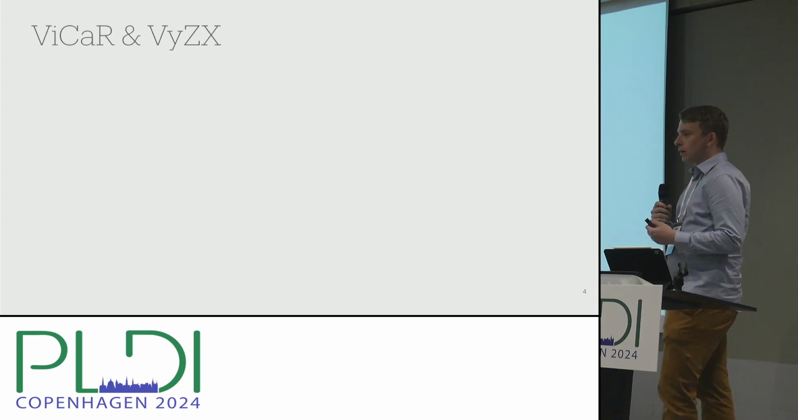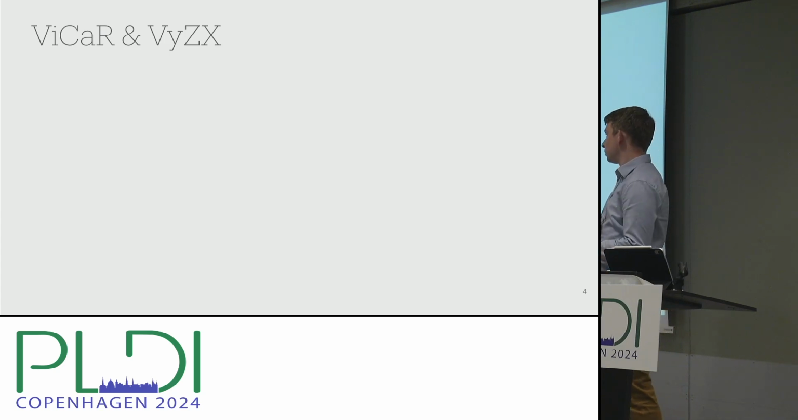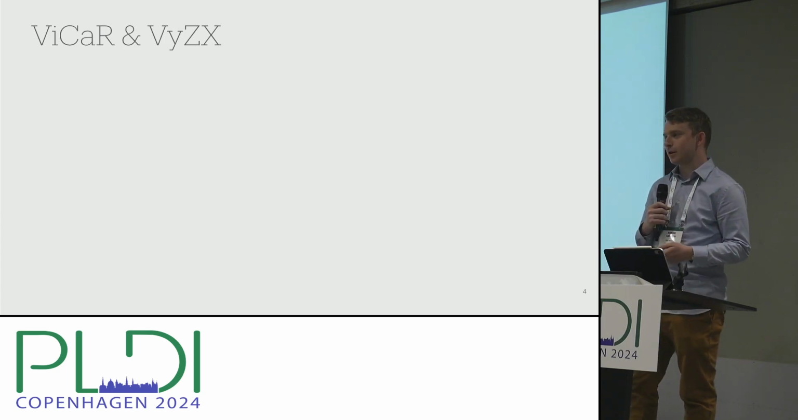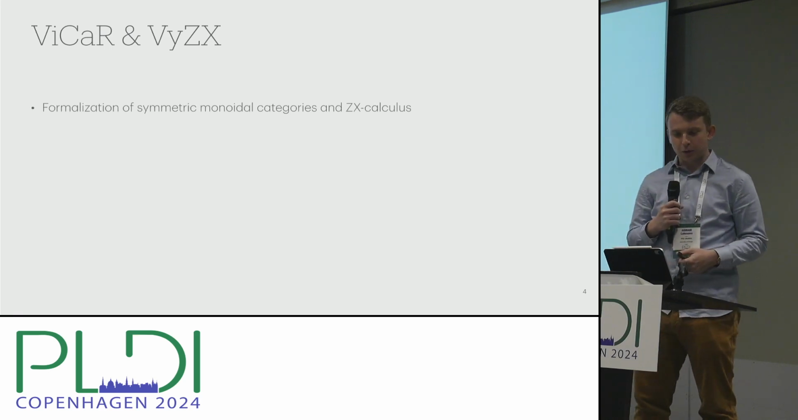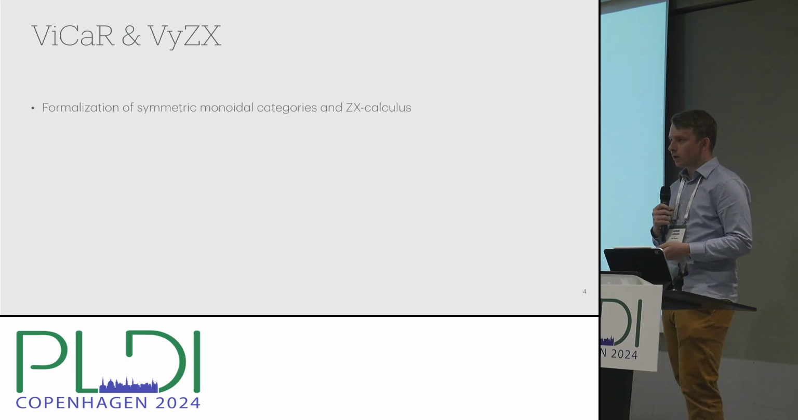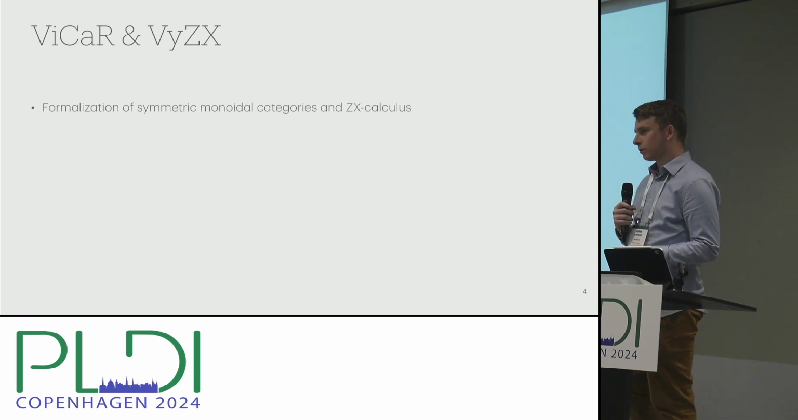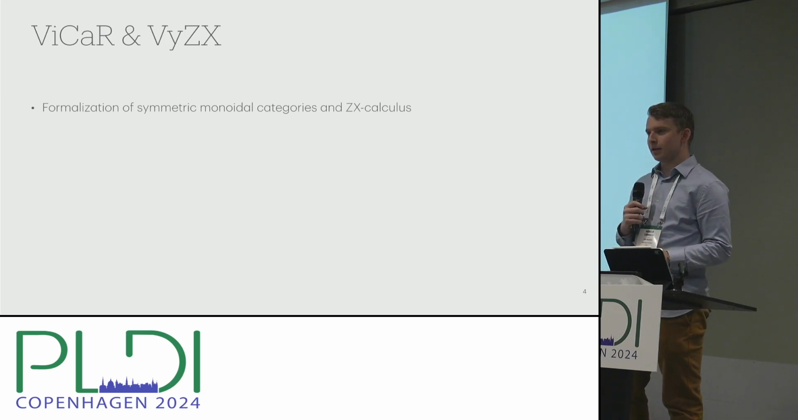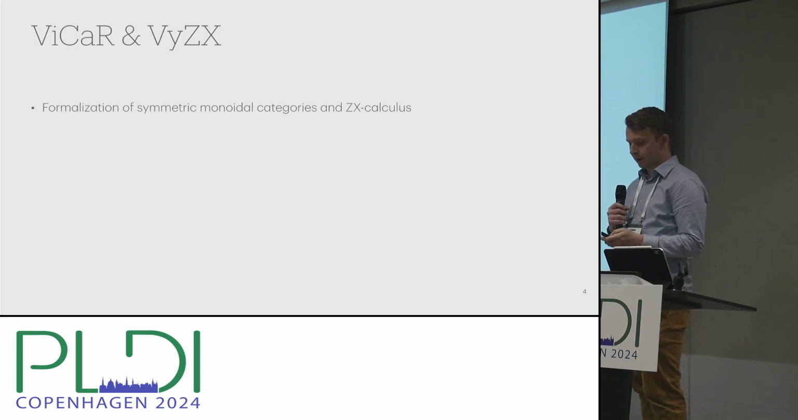So for our approach, let me set the stage a bit. We're using two libraries. One of them is called Vicar and one of them is called Visix. If you've never heard of them, that's expected. They are formalizations of symmetric monoidal categories and the ZX calculus, respectively. For now, we can gloss over what these mean, and if you've never heard these terms, you're going to be completely fine in the rest of this talk.